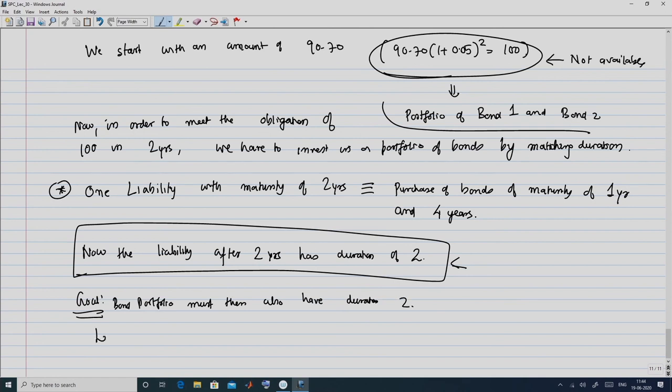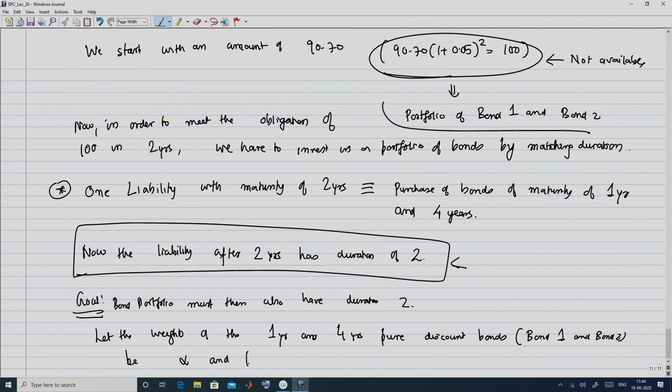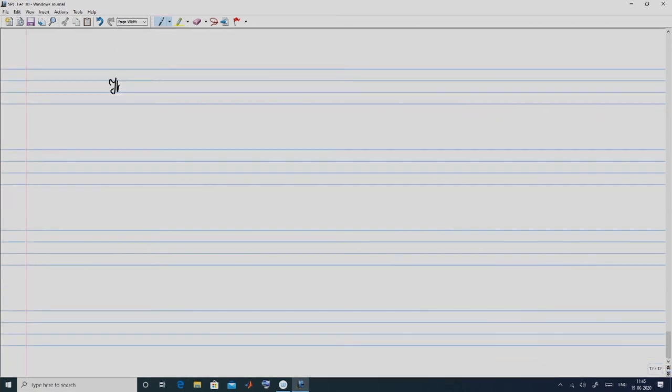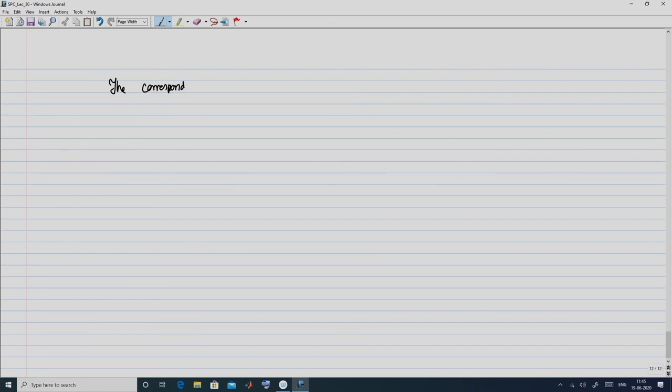So let the weights of the 1 year and 4 year pure discount bonds, that is the ones identified as bond 1 and bond 2, be alpha and 1 minus alpha respectively. The corresponding durations, remember that both this 1 and 4 year bond are pure discount bonds, are D1 equal to 1 and D2 equal to 4.